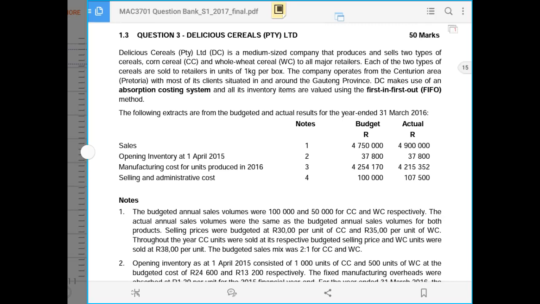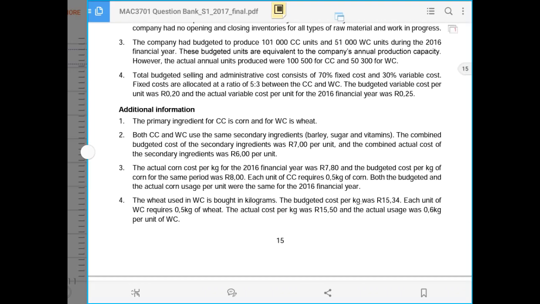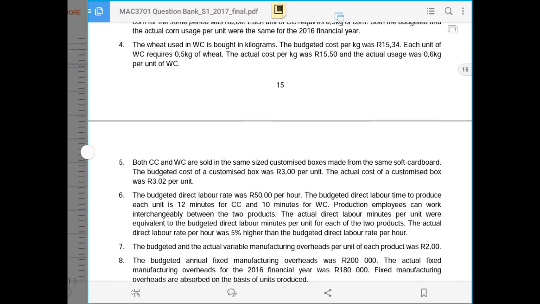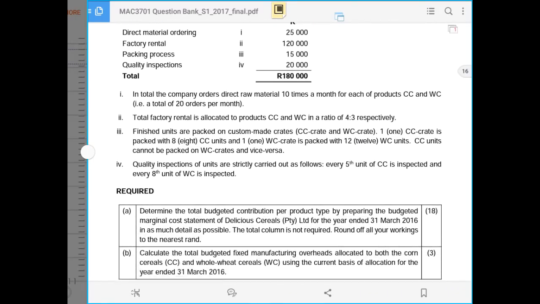I will be doing question 3, which is named Delicious Cereals Pty Ltd. This question comes from the 2017 question bank. Before I read anything, I always prefer to go straight to the requirements so that I am informed of what I am required to do.